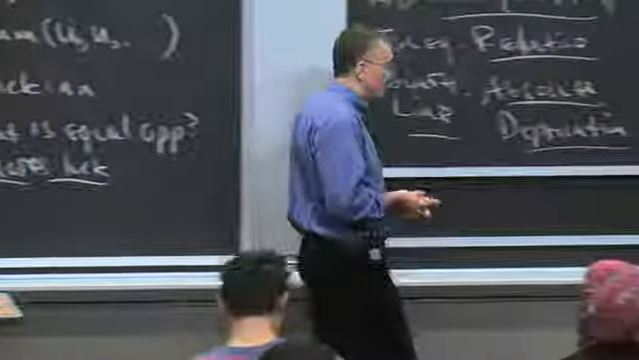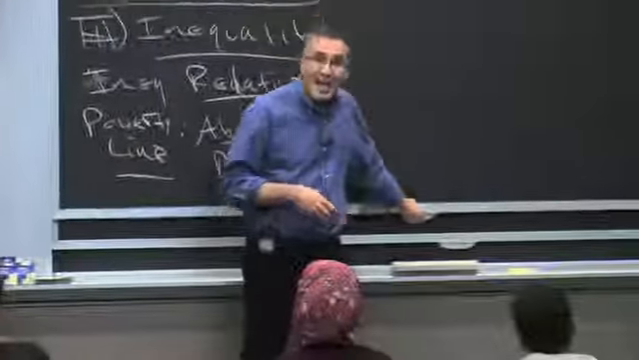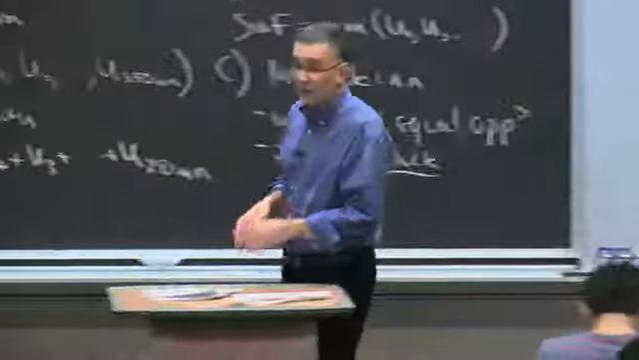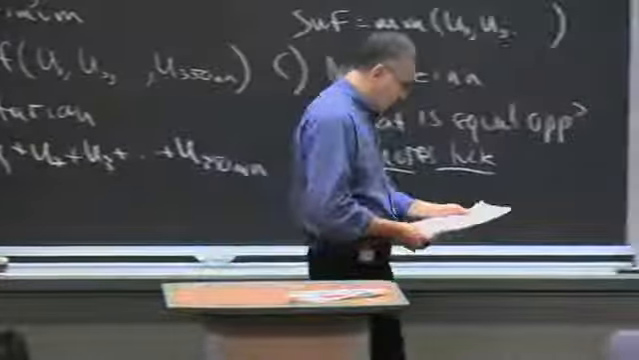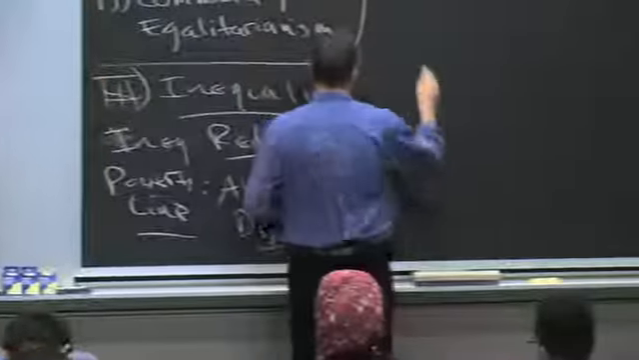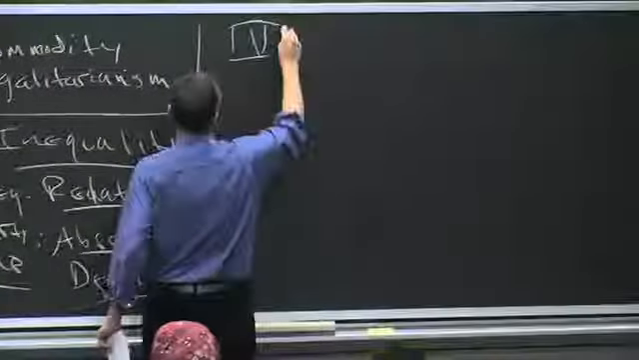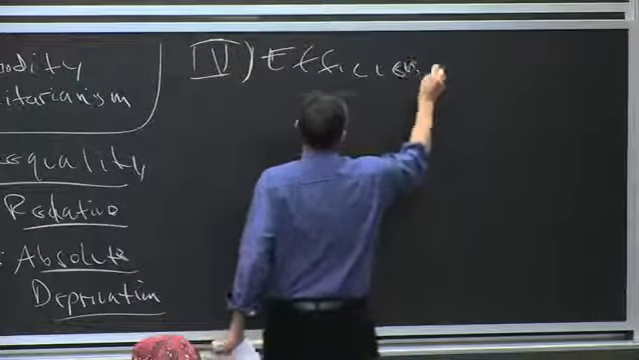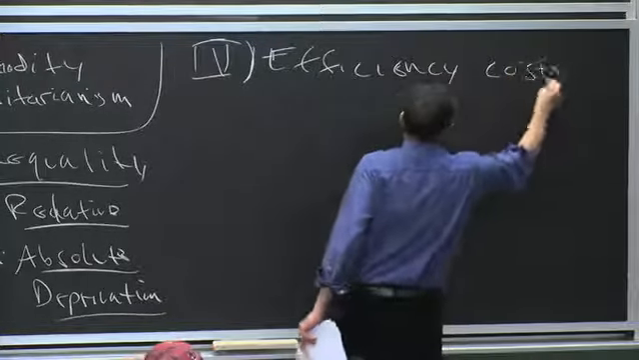Now we have to come to the costs, because of course in economics nothing is free. Now we have to come to the costs of redistribution. The benefits are clear. What about the costs? And so now we have to talk about the efficiency costs, or the leakage, of redistribution.